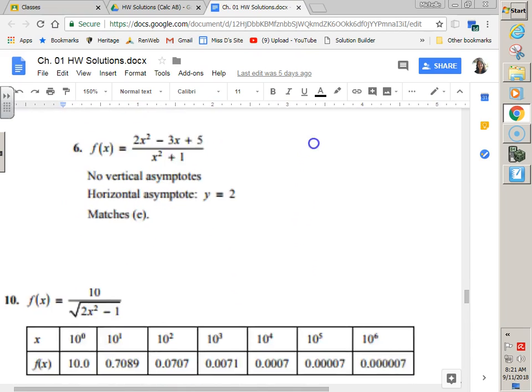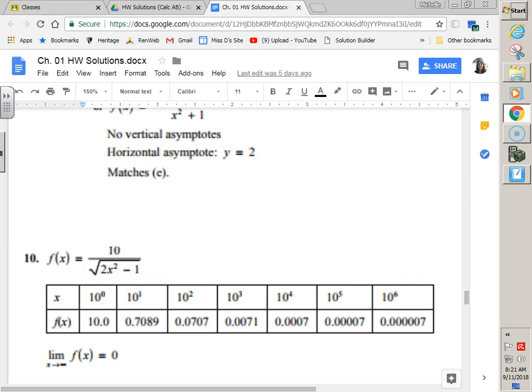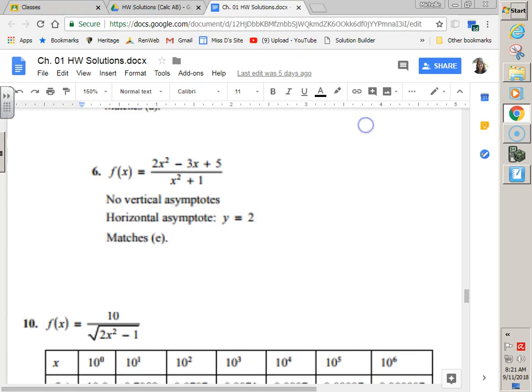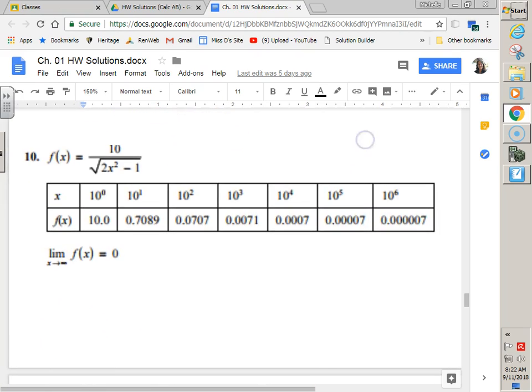But some of you, I know, it was kind of hard because they all have the same horizontal asymptotes. Anyway, did you guys get the answers? That's C, that's A, and that's E. Good? Okay.